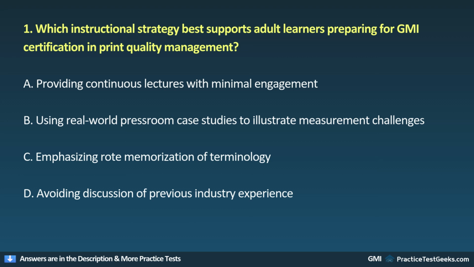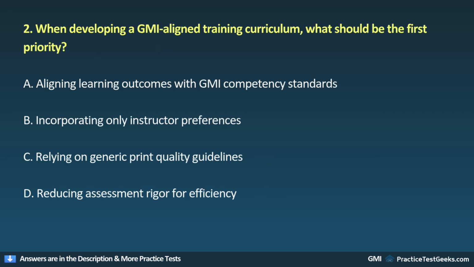1. Which instructional strategy best supports adult learners preparing for GMI certification in print quality management? A. Providing continuous lectures with minimal engagement. B. Using real-world Pressroom case studies to illustrate measurement challenges. C. Emphasizing rote memorization of terminology. D. Avoiding discussion of previous industry experience.